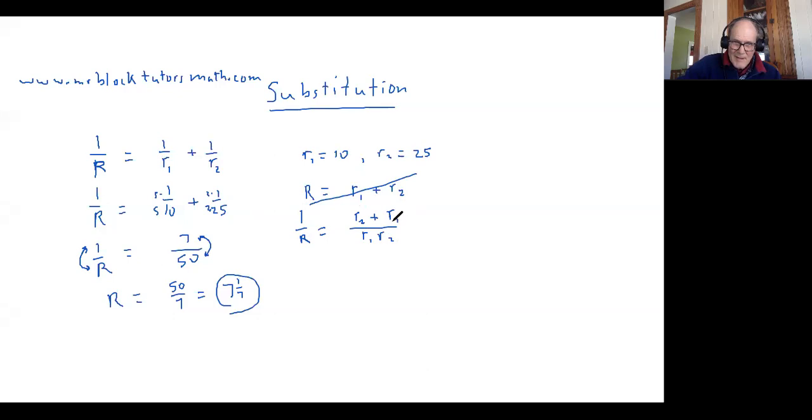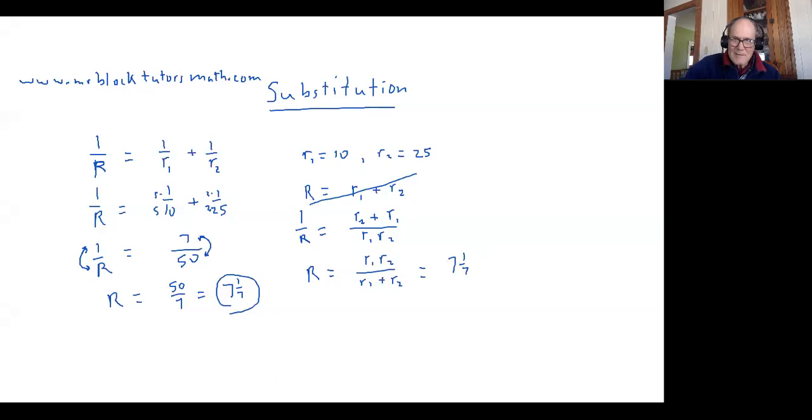Now that I've got a single fraction on both sides, now I can flip them over and get R1 times R2 over R1 plus R2. You could try that. Try plugging in your 10 and your 25 into here, here, here, and here, and see if you do, and you should end up with 7 1/7 in that.